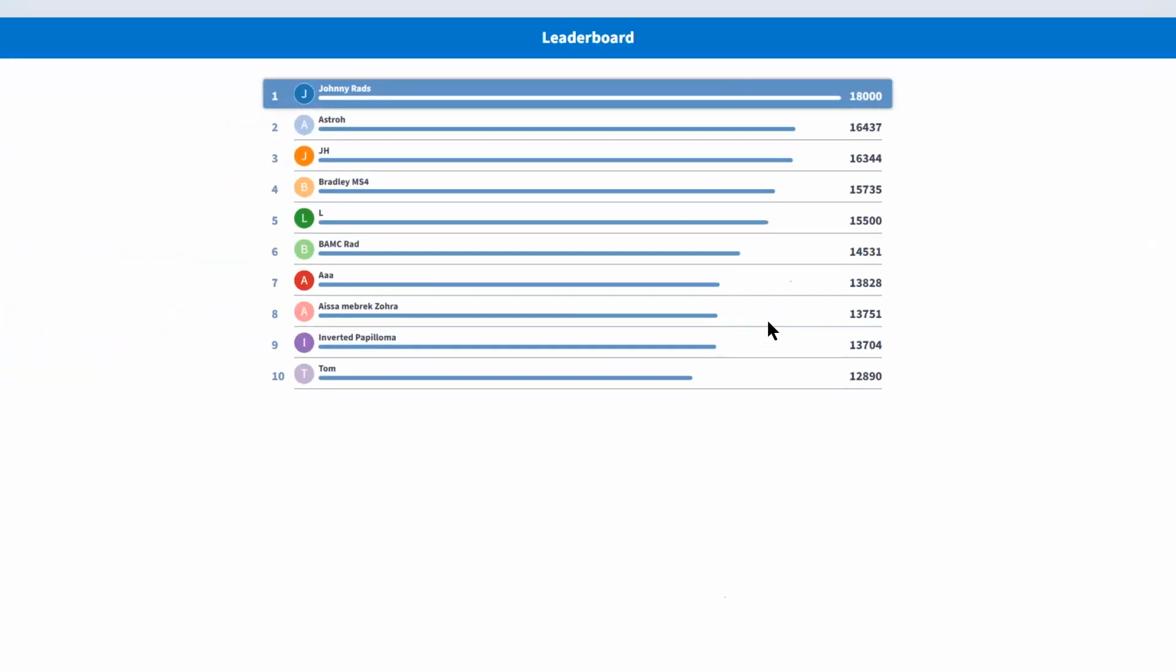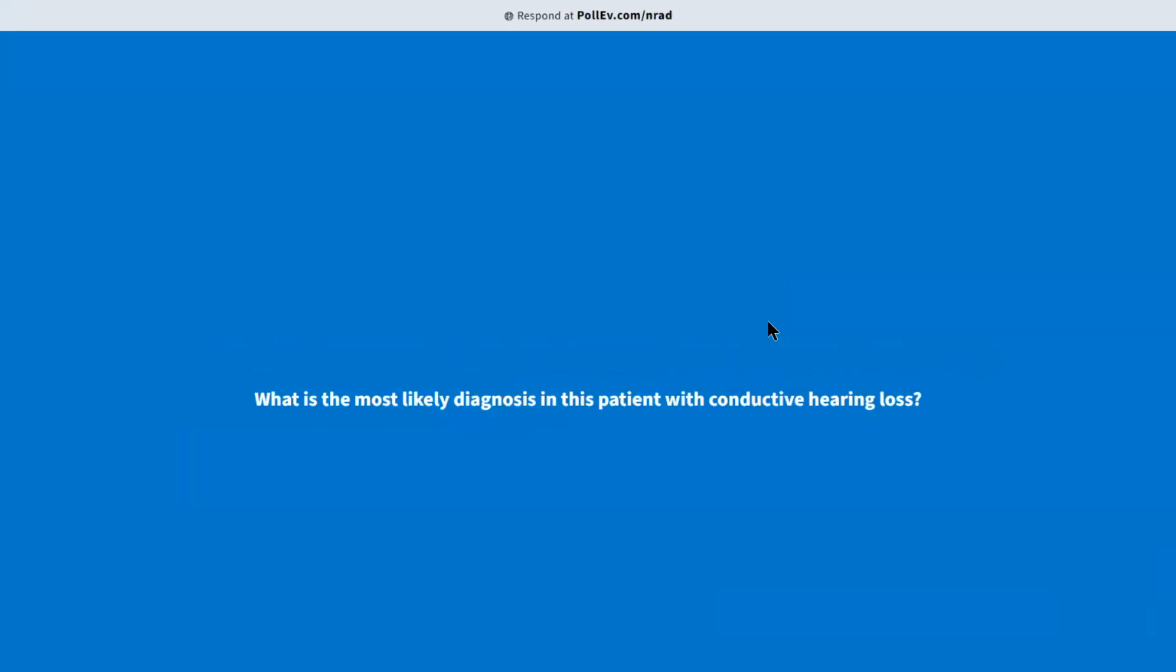Okay. Next case, what is the most likely diagnosis in this patient with conductive hearing loss?